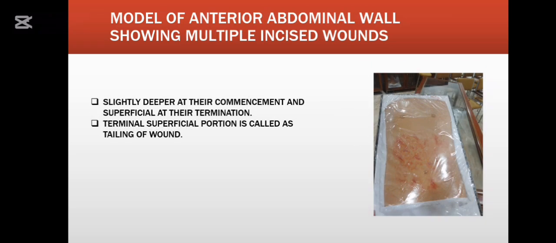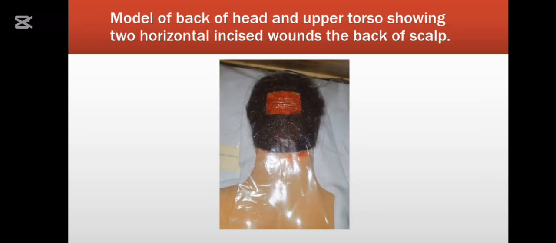Next is the model of the anterior abdominal wall showing multiple incised wounds. As you can see in the picture, they are slightly deeper at their commencement and superficial at their termination. The terminal superficial portion is called the tailing of the wound, which is also found in incised wounds. This is the model of the back of the head showing two horizontal incised wounds at the back of the scalp. You can see these are multiple and parallel in direction.